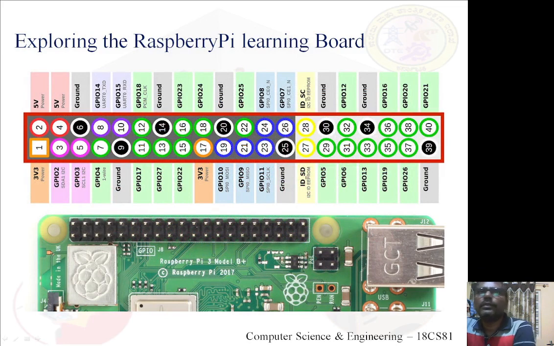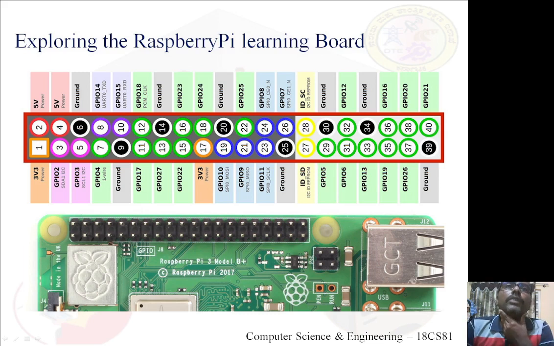So now have a look at GPIO pins. There are 40 GPIO pins. Clear? So just have a look. The pin numbered 1 requires 3.3 volts, whereas pin number 2 requires a 5 volt supply.